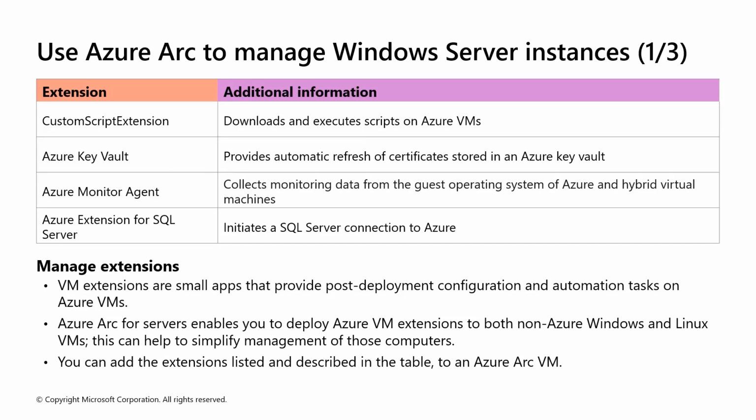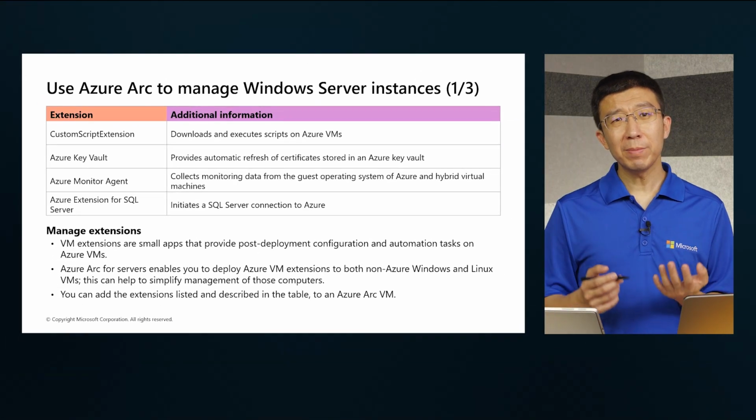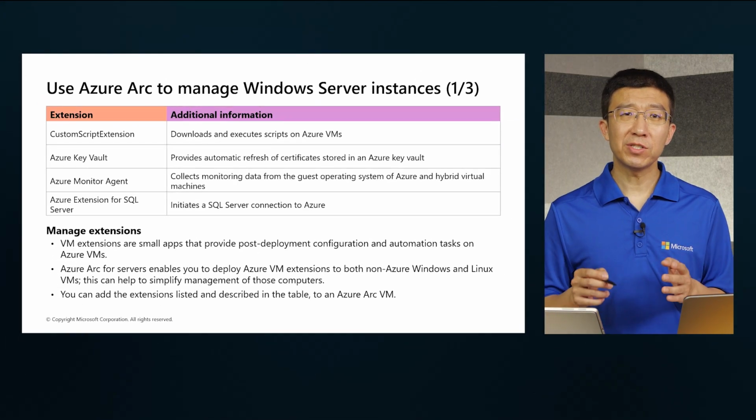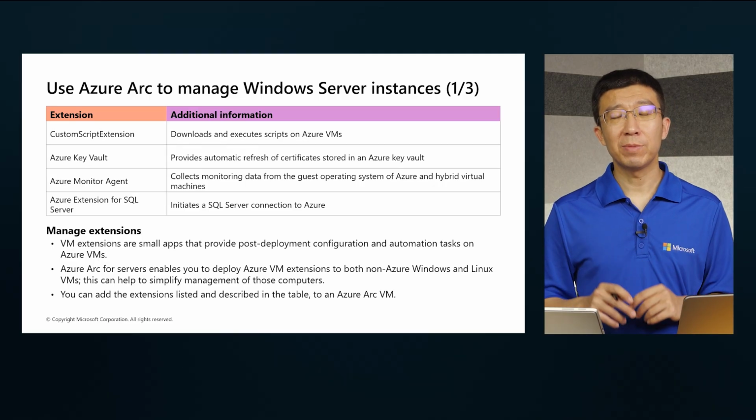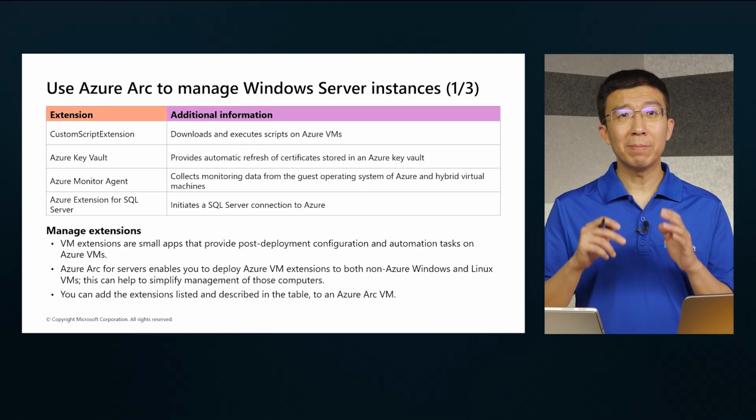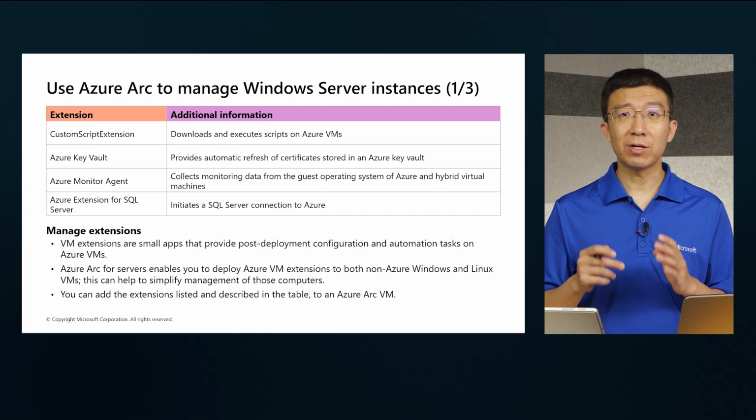Azure Arc enables you to deploy VM extensions to both non-Azure Windows and Linux VMs, simplifying management. Examples include custom script extension, run script on virtual machines, and Azure Monitor Agent, collect monitoring data. VM extensions provide post-deployment configuration and automation tasks. For a complete list, see the Azure Arc documentation.